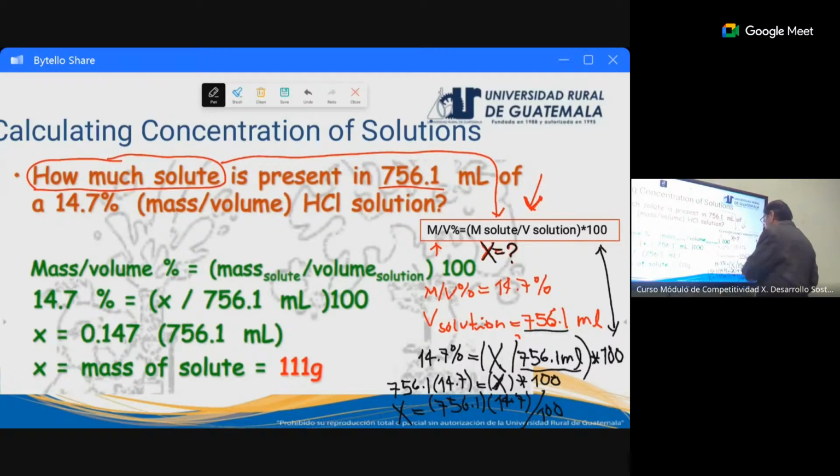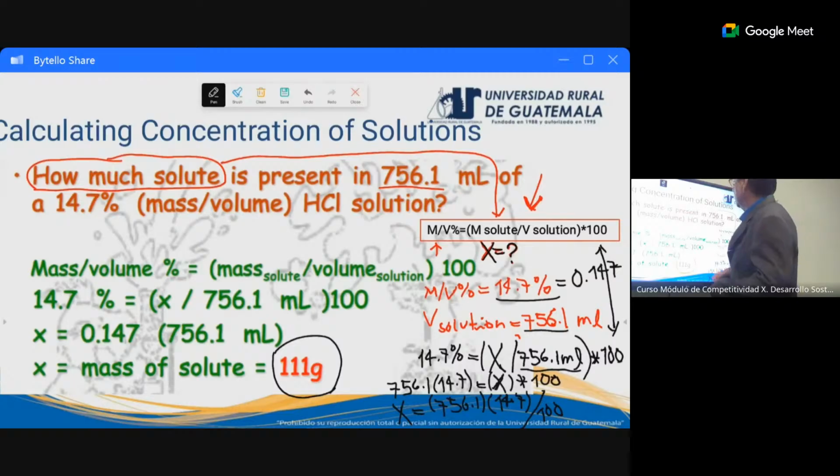But remember that we need to use this percentage value as 0.147, without the percentage symbol. And then if you use a calculator, you will get this result here, 111 grams. That will be the answer of this problem.